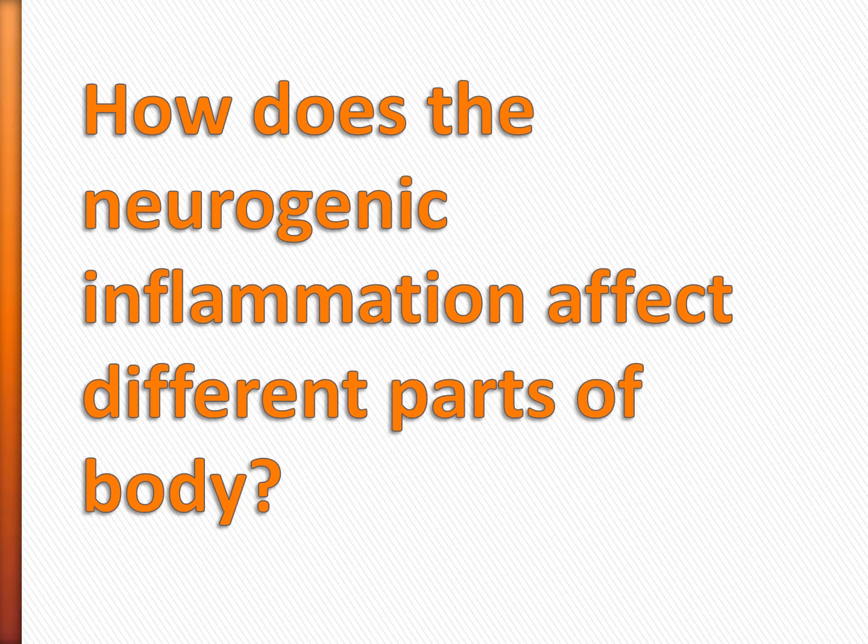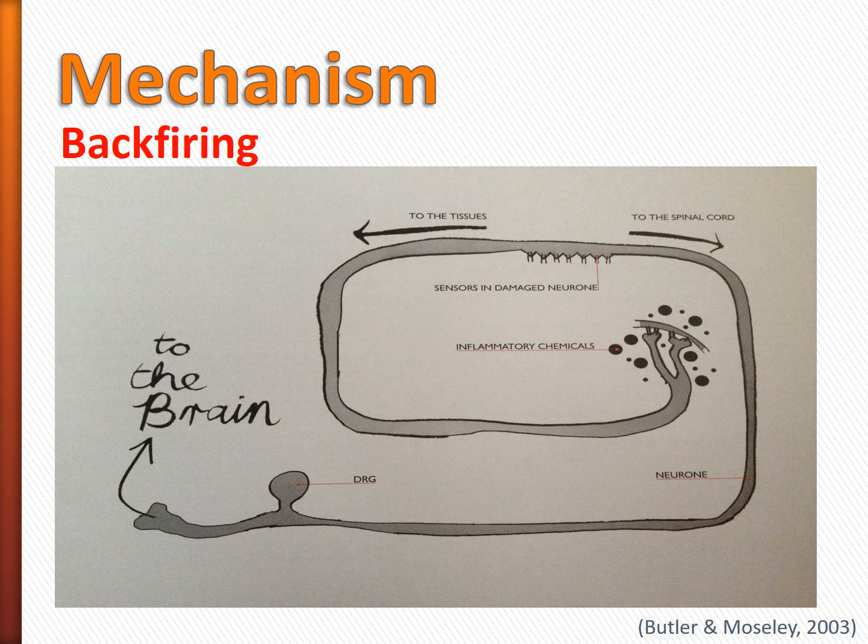Overall, how does neurogenic inflammation affect our body? For the cutaneous nerve, there is one mechanism that was proposed, called backfiring. For example, if the tissue is injured, the cutaneous nerve is activated. Normally, it should send the signal through the spinal cord to the central nervous system for further action.